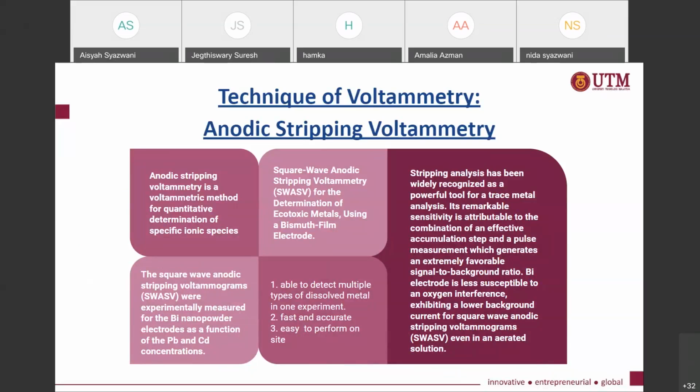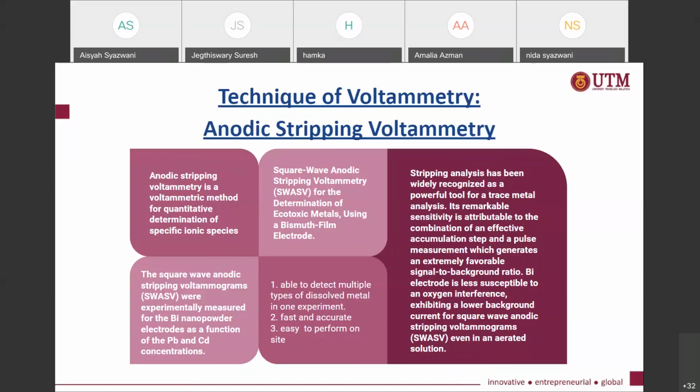Stripping analysis has been widely recognized as a powerful tool for trace metal analysis. Its remarkable sensitivity is attributable to the combination of an effective accumulation step and a pulse measurement which generates an extremely favorable signal-to-background ratio. Bismuth electrode is less susceptible to oxygen interference, exhibiting a lower background current for square wave anodic stripping voltammograms, even in aerated solution. So the square wave anodic stripping voltammograms were experimentally measured for the Bi nanopowder electrodes as a function of the Pb and Cd concentration.